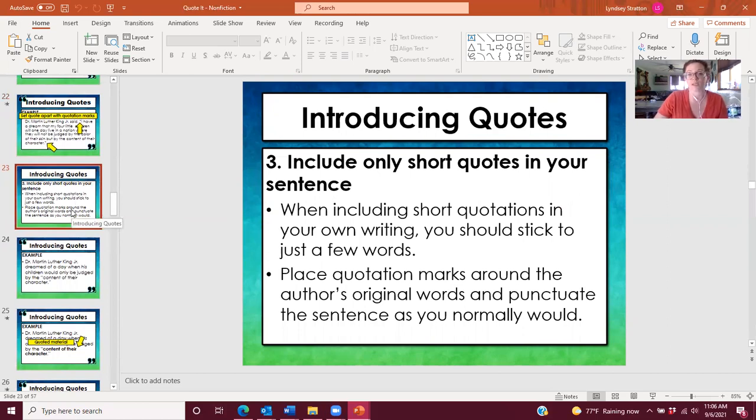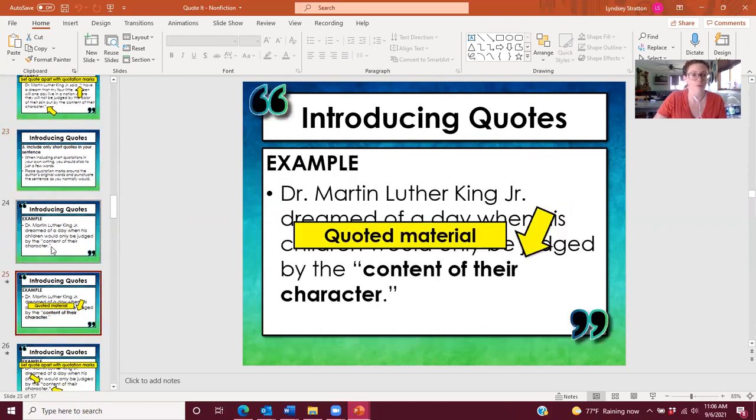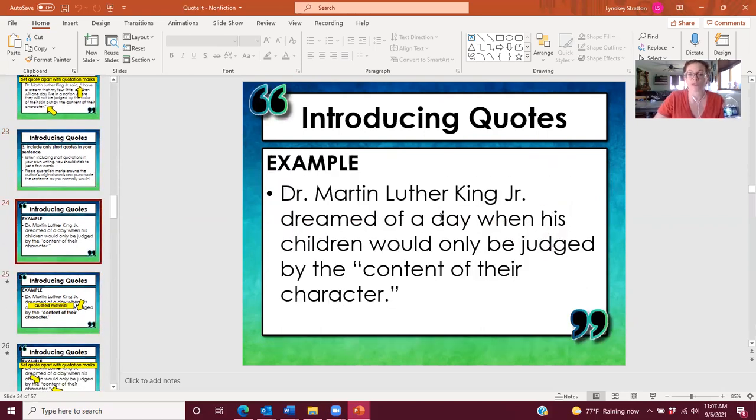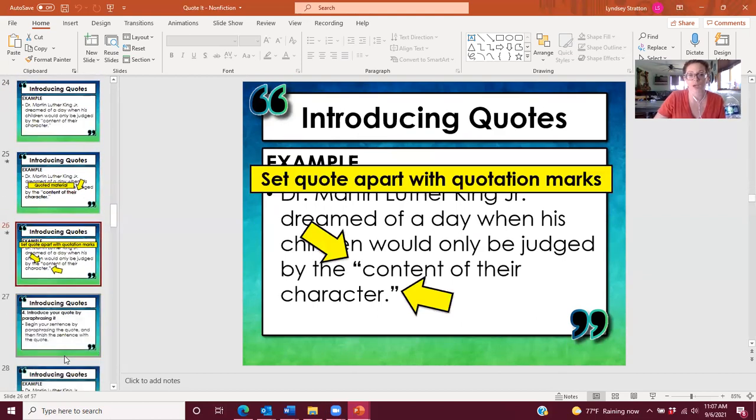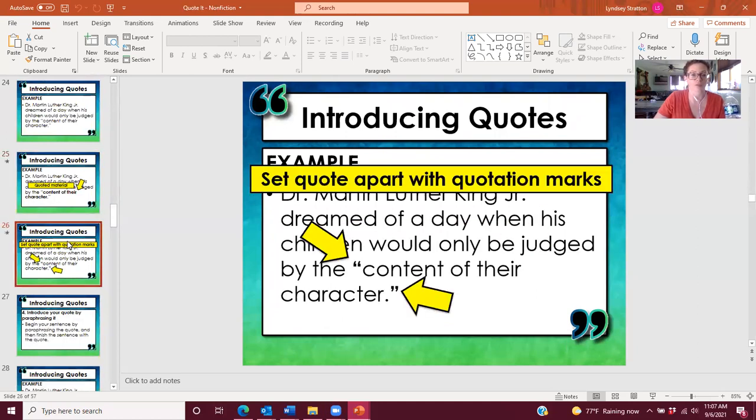Stick to just a few words. That's probably the biggest thing. This is a little harder to do without seeming like you're copying the whole thing. Okay, so here's your example. Dr. King dreamed of a day when his children would only be judged by the content of their character. Okay, so here's your quote, quoted material, set with quotation marks.